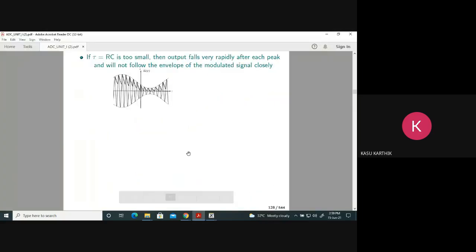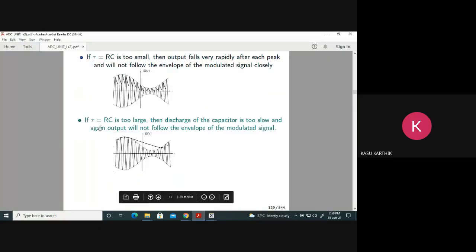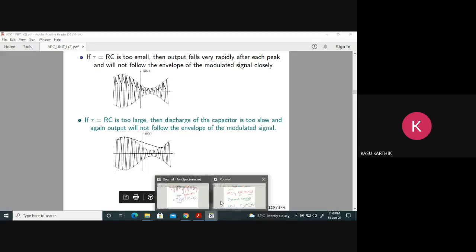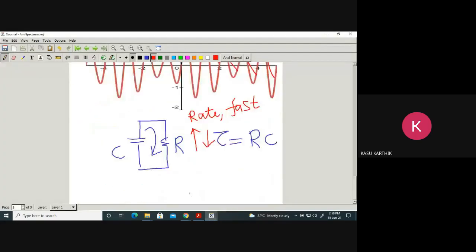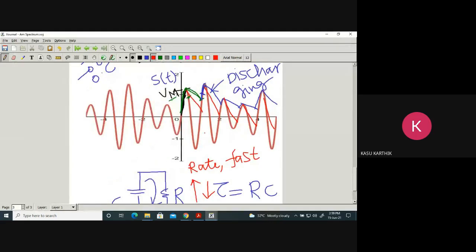Suppose another case. If tau is large, the time is more, which means it is taking more time to discharge, which means it is discharging slowly. If it is discharging slowly, what may happen? You may get it like this.